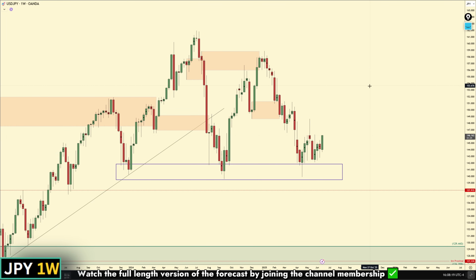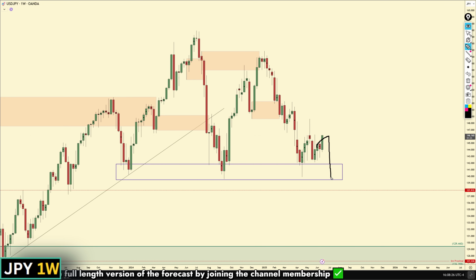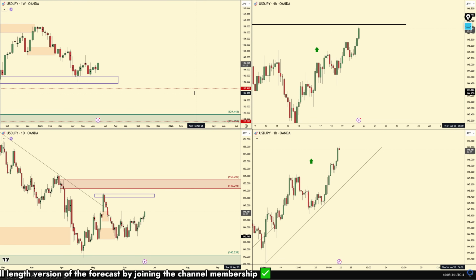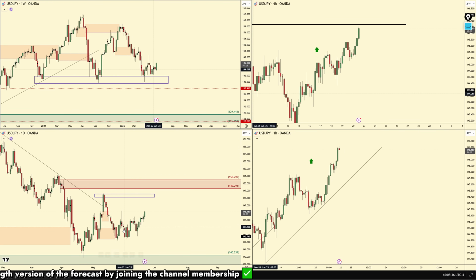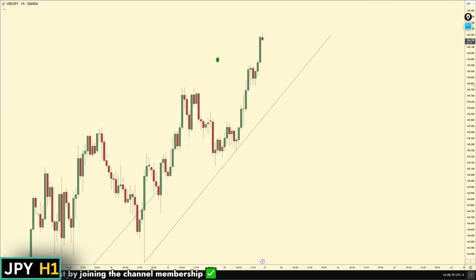Alrighty, on to the forecast for the USDJPY. We've been talking about this weekly support trap here, and I was thinking we were going to be targeting this liquidity. Doesn't look like it. To me, it looks like we're starting to rally up here. So at this point, I don't think we are going to be targeting this liquidity anytime soon. What I think we could be seeing take place. So we're going to do kind of a bottom up here.